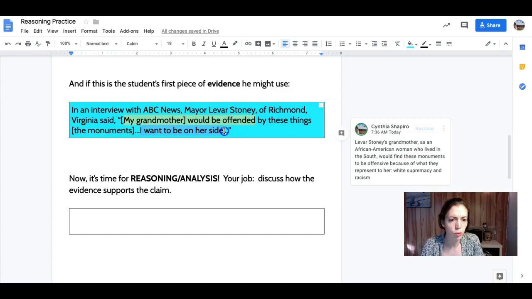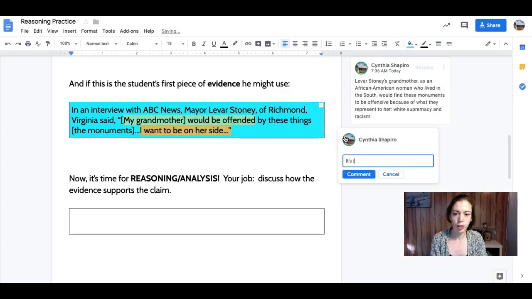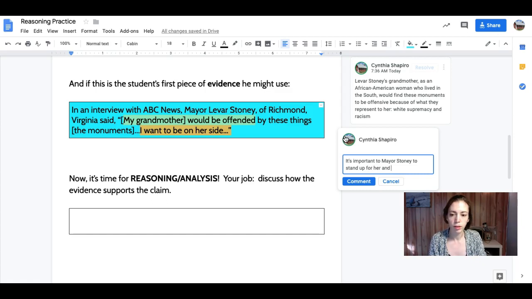And he's saying here that he wants to be on her side. So it's important to Mayor Stoney to stand up for her and support her. Okay?